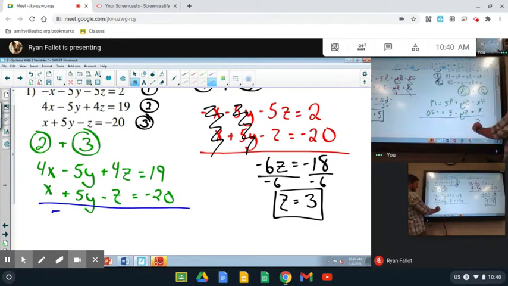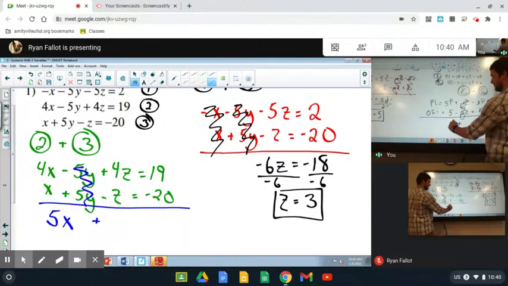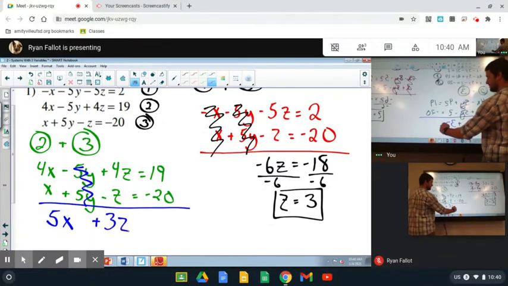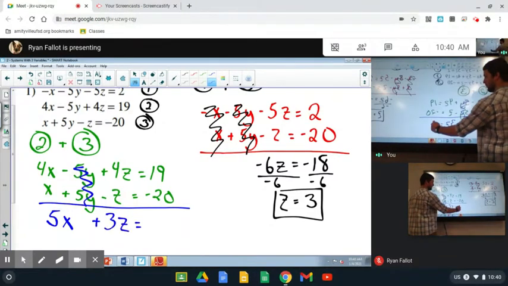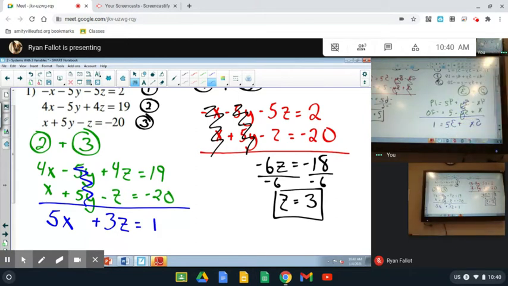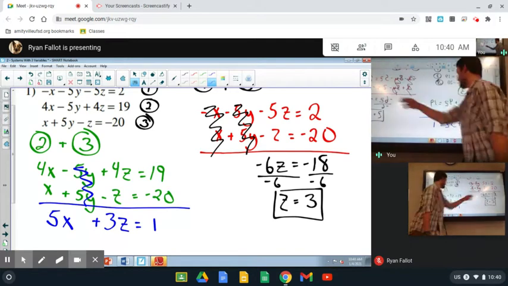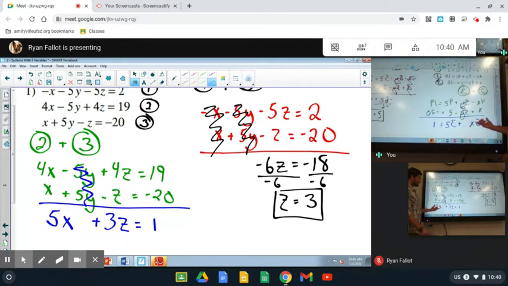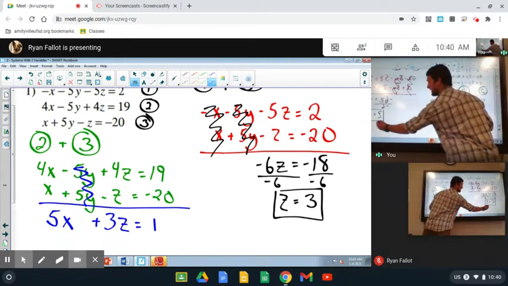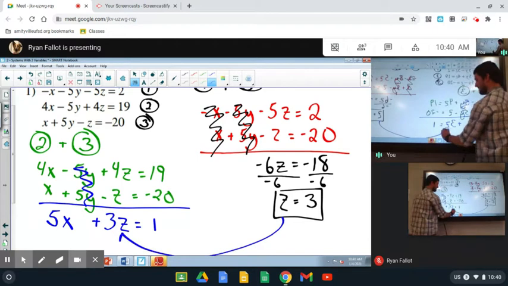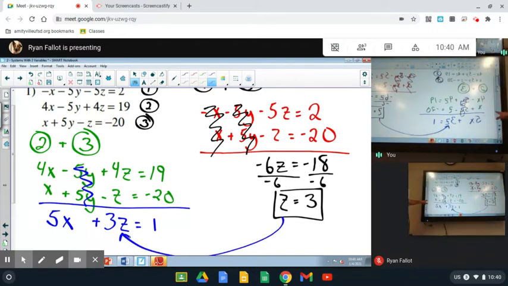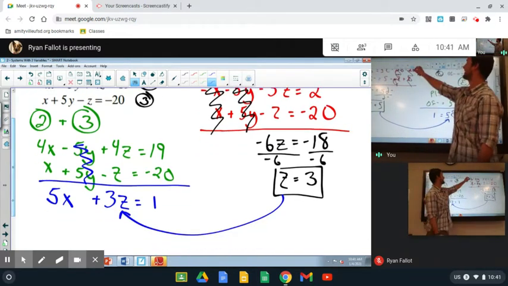5x, y's cancel, plus 3z is equal to 1. So now we're here and we're like, that's not good. We only have an x and a z. But working backwards, we can take our z and plug it right in here, and that is going to, without you really even realizing it, get you your x value.